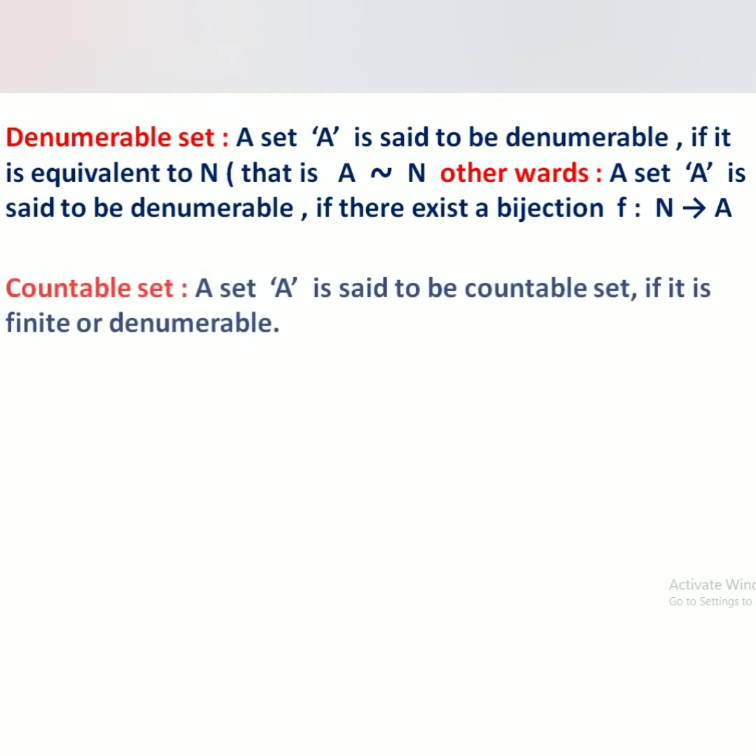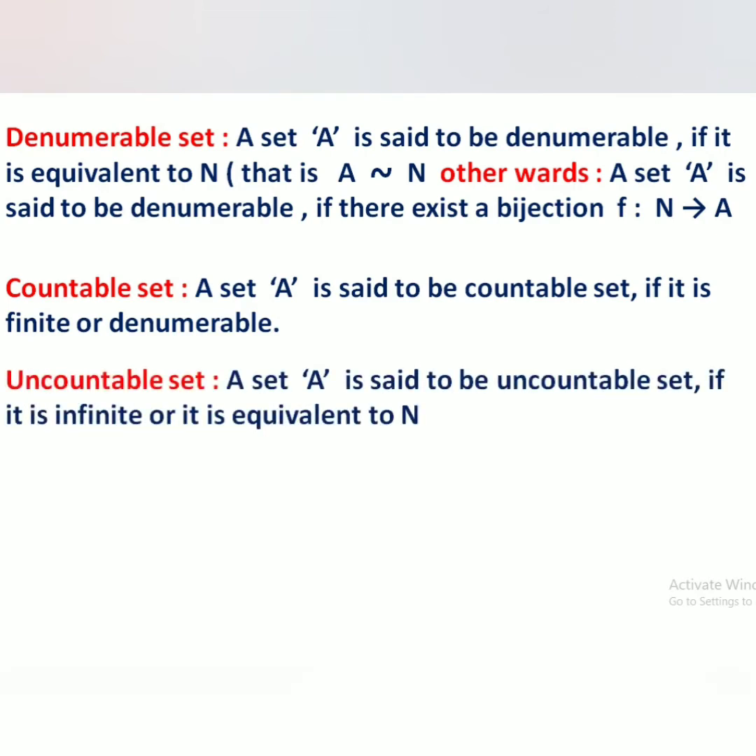With the help of denumerable sets, we define a countable set. A set A is said to be countable if it is finite or denumerable. Denumerable is already defined. It is obvious that every finite set is countable and every denumerable set is countable. Denumerable means N is equivalent to the set. Suppose any set is equivalent to N, then you can say it is a denumerable set. Now, what is an uncountable set? A set A is said to be uncountable if it is neither finite nor equivalent to N.